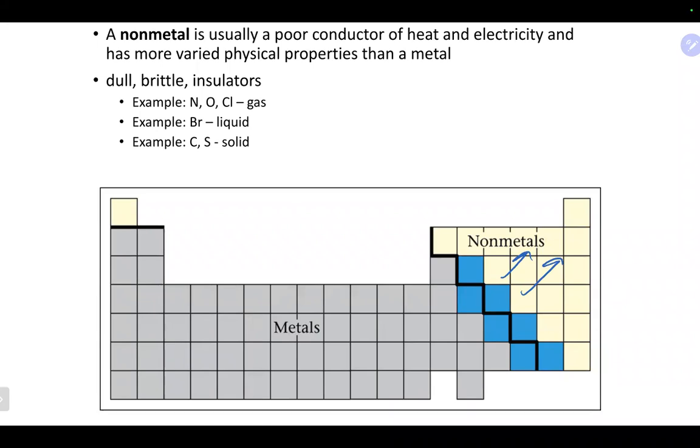In addition, a lot of the nonmetals that we have are those diatomic elements like hydrogen, nitrogen, fluorine, chlorine, bromine, iodine, oxygen. So all these guys here are actually nonmetals, and they're the ones that come as diatomic molecules, as elements.